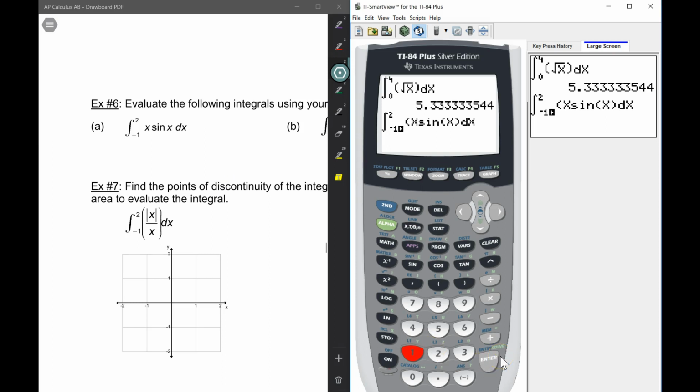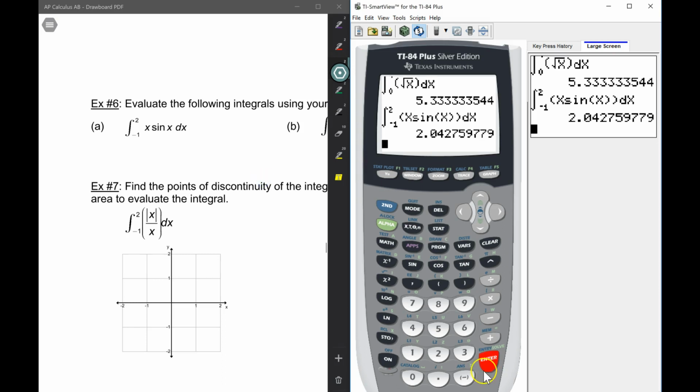All right, any answers? Yes. What do you have? 2.043. I have 2.043. Any other answers? Same. 2.043. Negative 2.04. Jillian, yours is negative because you switched these. -1 has to be on the bottom, 2 has to be on top. Negative 1 goes first. Okay. That's why it switched.